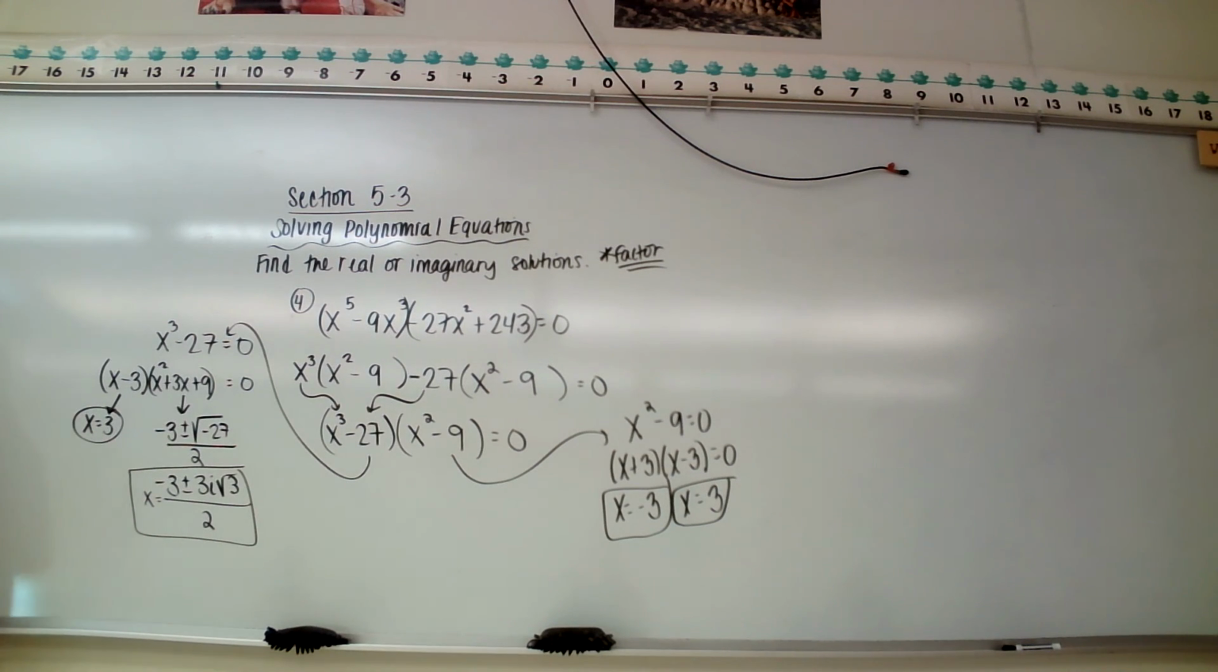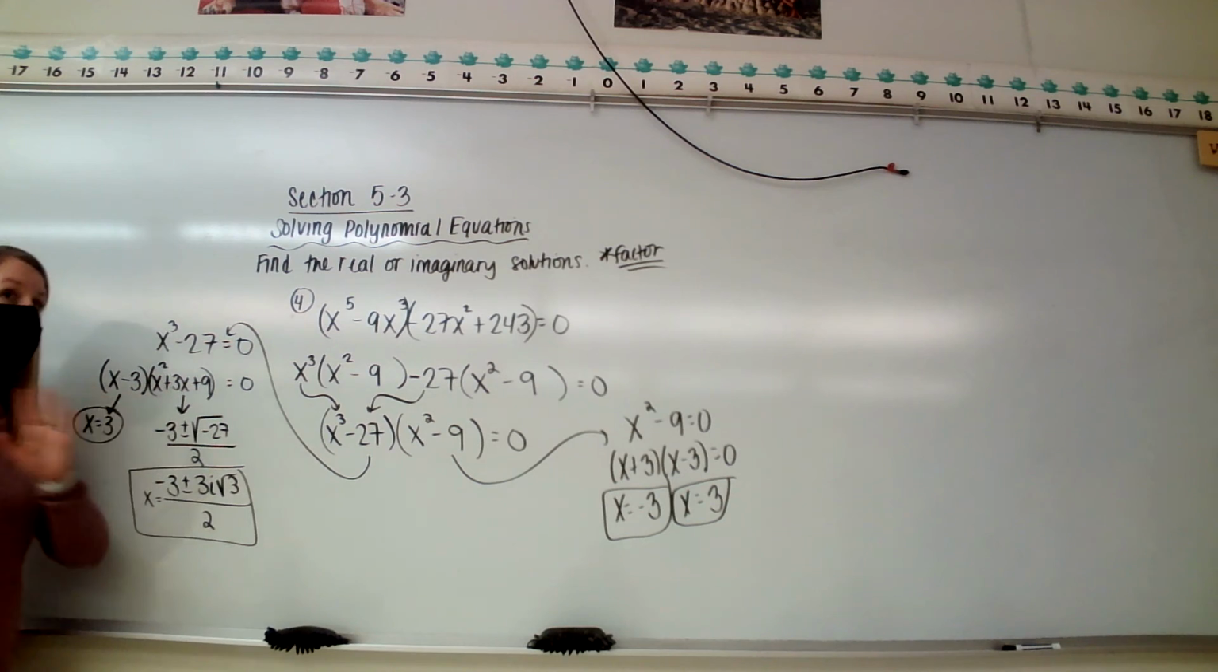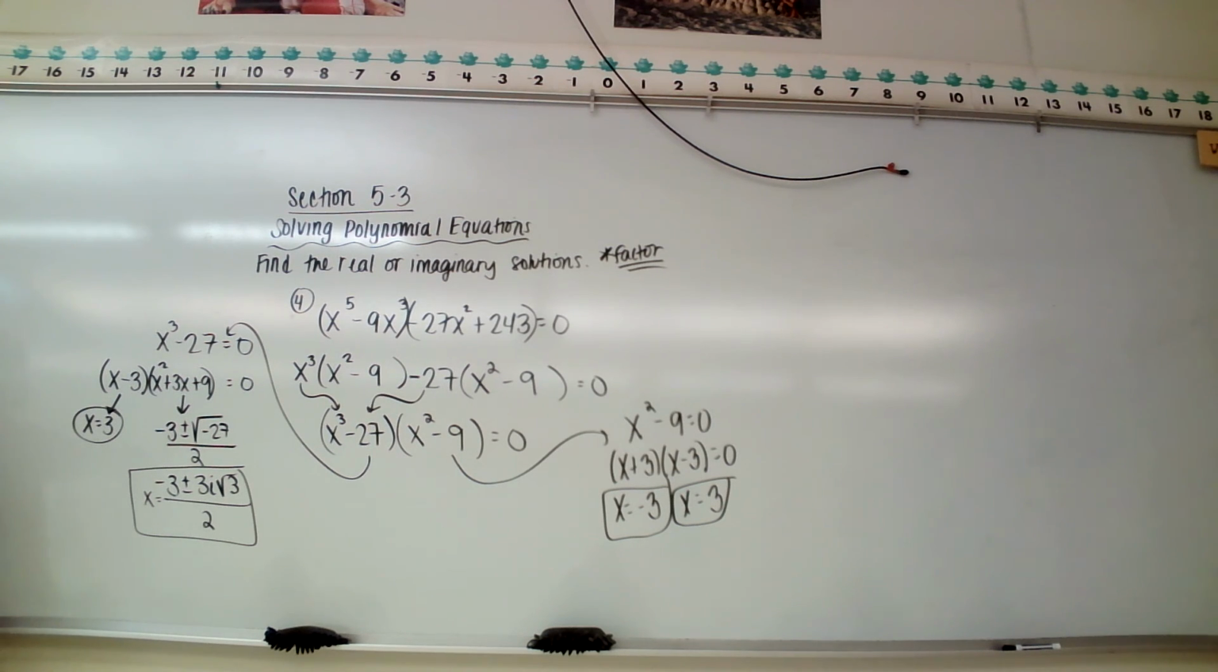Now, there is one thing I wanted to point out to you. Someone had asked this in my other class. Remember from yesterday, if we had zeros and there was more than one of the same zero, we would write a multiplicity. Like 3 multiplicity 2. So the question was, I have an x equals 3 here, and an x equals 3 here. How do I write that as an answer? The answer is don't write multiplicity. You only write multiplicity when you're talking about zeros on a graph.